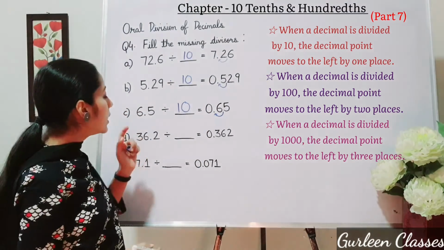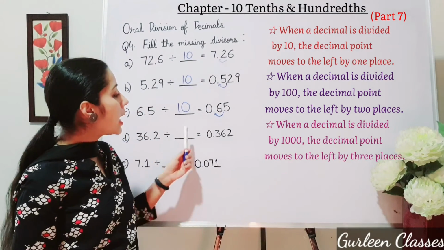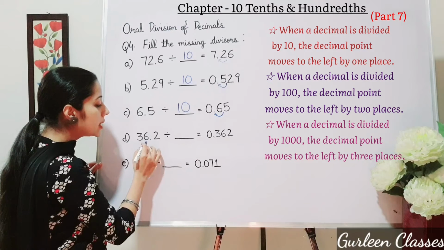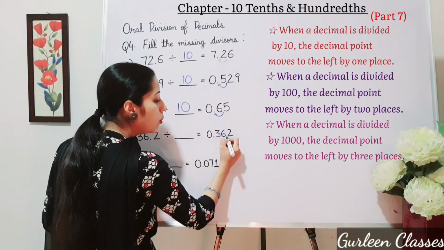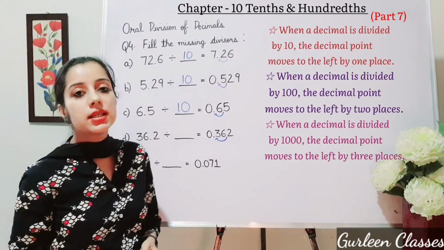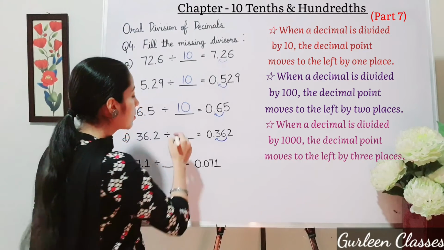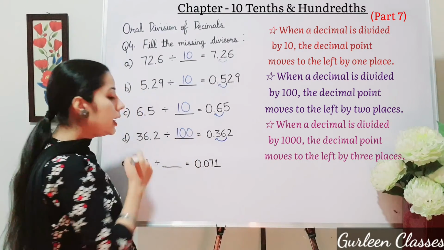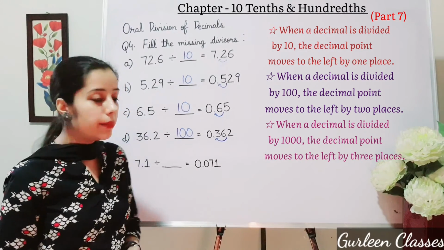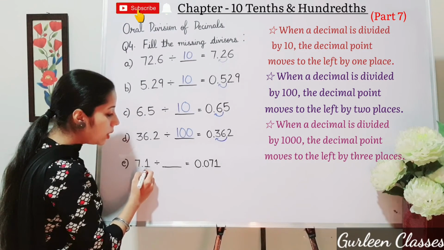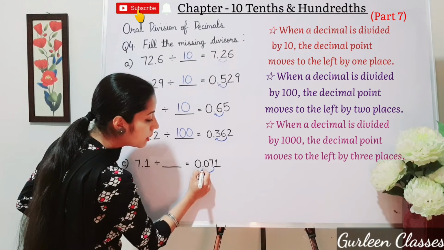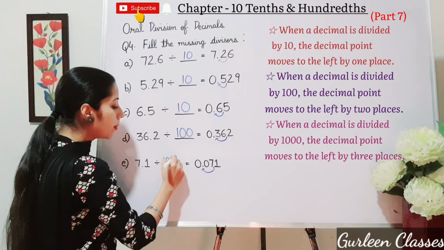Now D bar: 36.2 divided by dash is equal to 0.362. Here the decimal point was between 6 and 2. It was here. We moved this decimal point to the left by 2 places. By 2 places it means we divided by 100. So right here, 100. Now E bar: 7.1 divided by dash is equal to 0.071. The decimal point was between 7 and 1. It was here. We moved it to the left by 2 decimal places. So here we divided by 100.